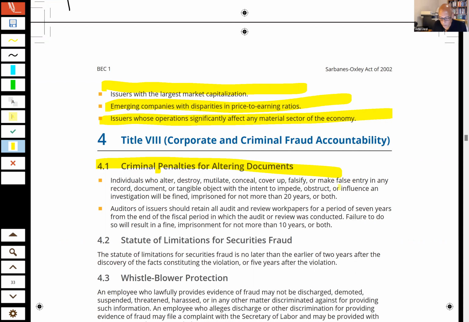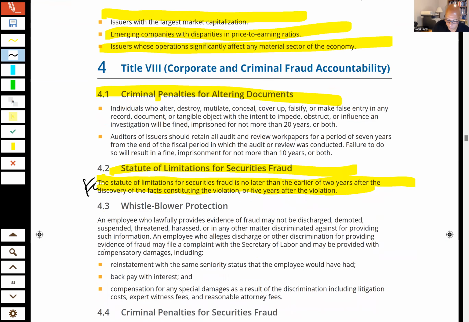Okay. So statute of limitations for security fraud. Statute of limitations no later than the earlier of 2 years after the discovery of the facts constituting the violation, or 5 years after the violation. So you can flashcard that.